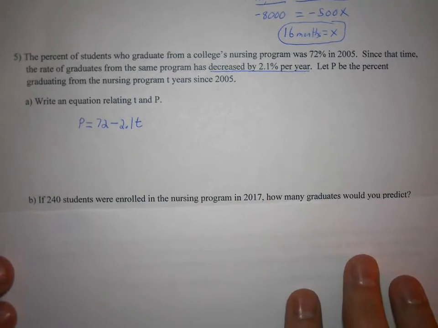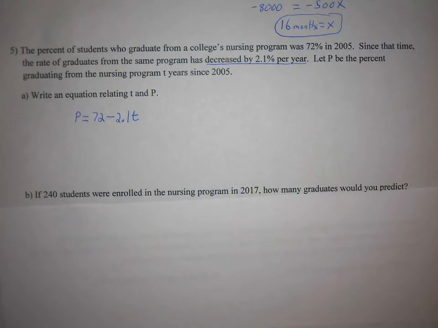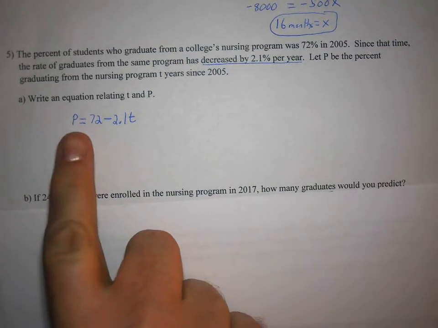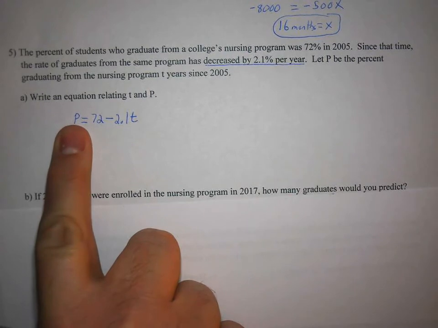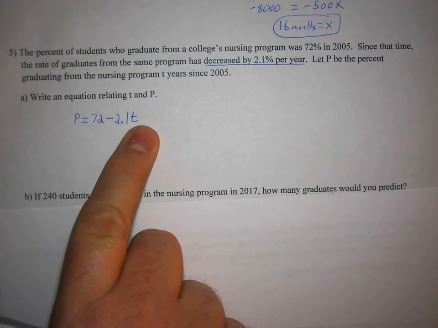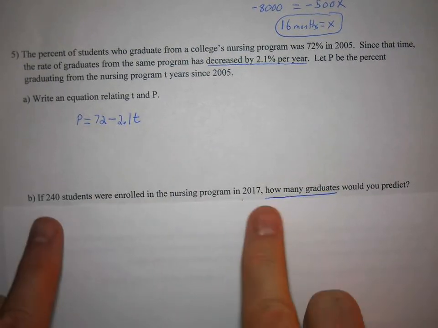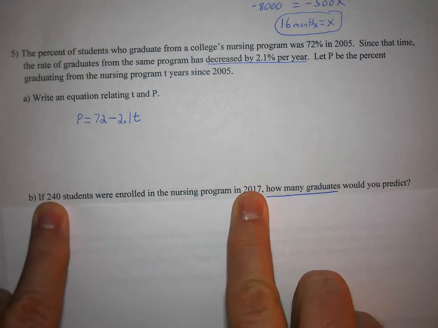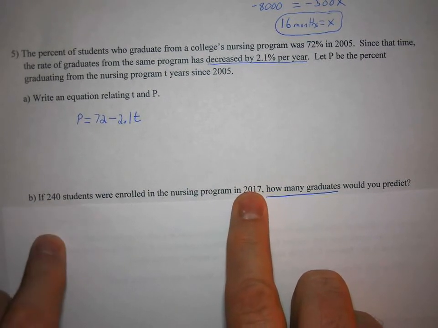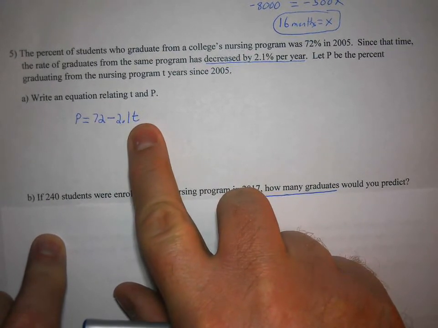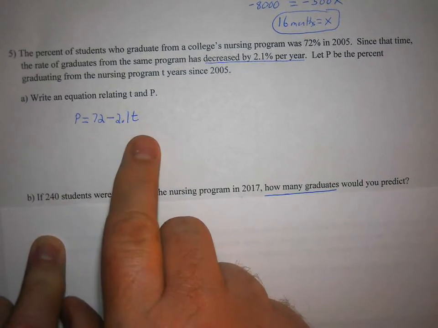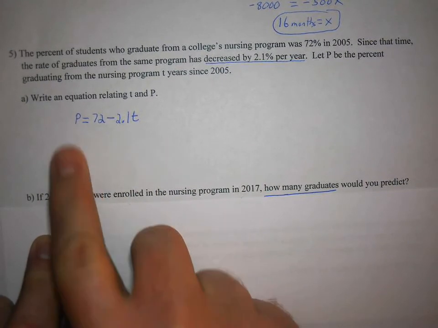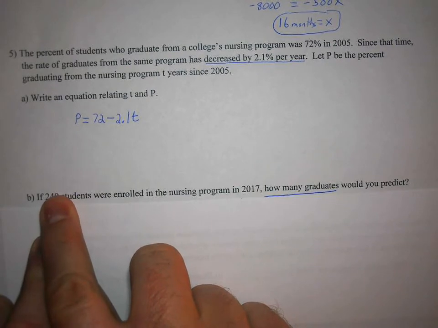Okay, and then part B, this one is a little bit trickier. There's 240 students enrolled in the program in 2017. How many graduates would you predict? Well, notice that the equation that we wrote gives the percentage of graduates after T years since 2005. So we have 2 things here in part B: 240 students enrolled and 2017 as the year. 2017, we can turn that into a T value. But the 240, that is not a T value or a percentage. So that 240 is not part of the problem yet.